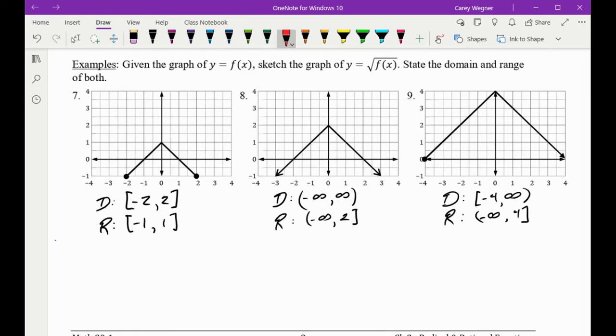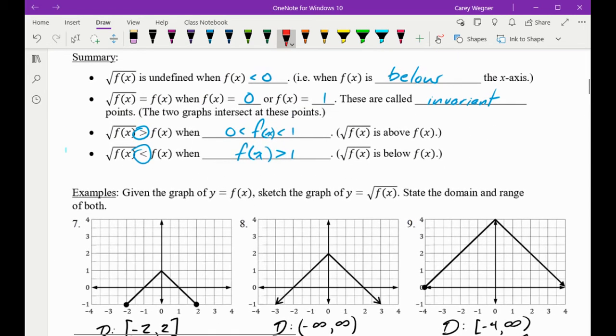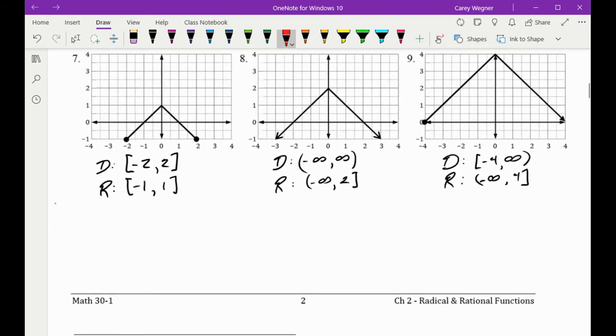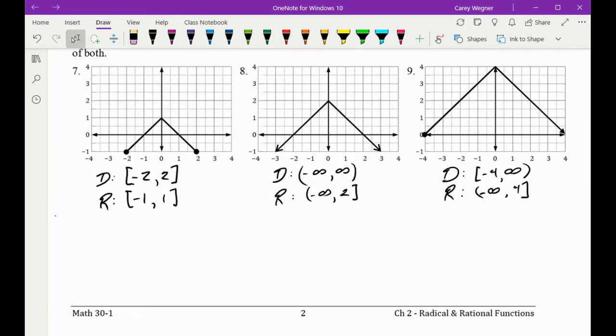Well, now let's have a look at what the square root of each of these functions will look like. Looking back at the information we wrote up here, what I'd recommend is that we start with these invariant points. Invariant points happen whenever the function value, remember these are y values, whenever we have a y value of 0 or a y value of 1, the square root of our original function will intersect with our original. So here, y is 0, y is 0, y is 1, those are invariant points.